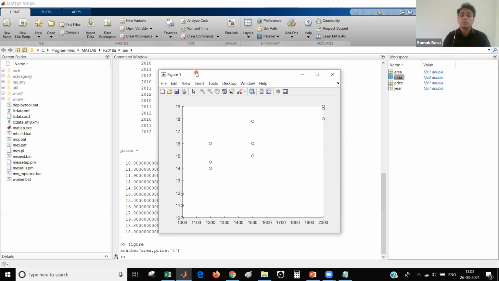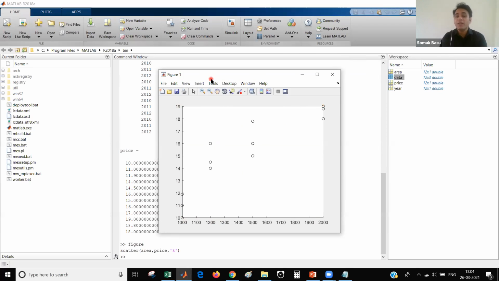I hope you can see this. See, when the area was like 1000 square feet, we had different prices, 10 lakhs, 11 lakhs, and 12 lakhs for the 3 years. When the area was 1200 square feet, there were again, for 3 years, three prices. So this is how you can see as the area of the house increases, the price also keeps increasing.